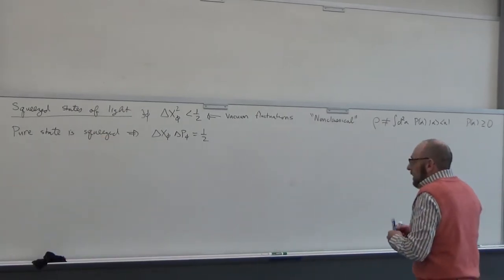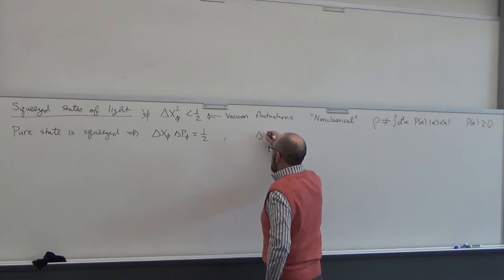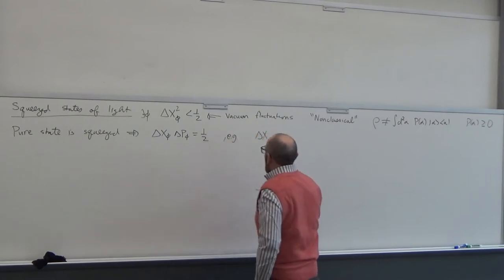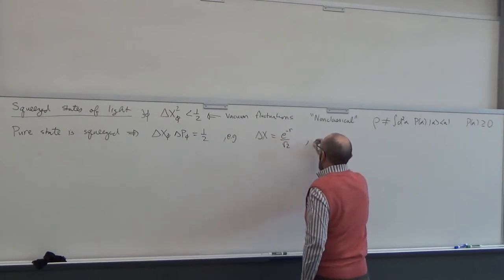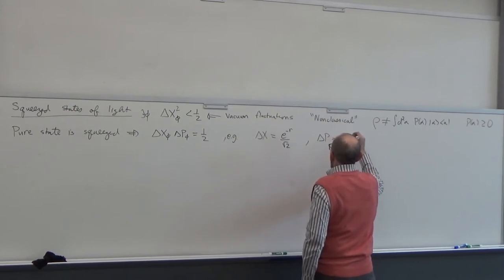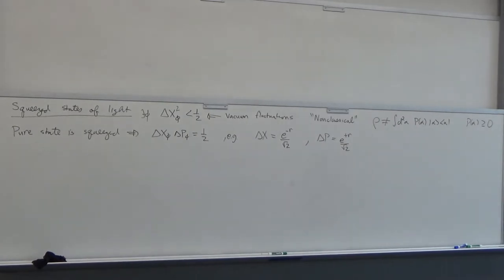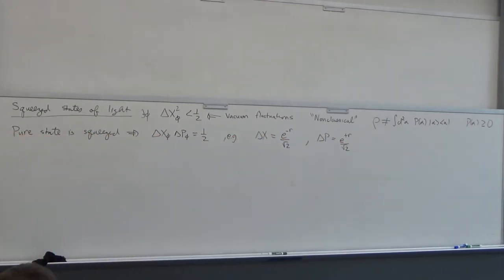So let's, for example, an example of that would be a state I might write. I typically take, say, the X state, for example. Here's a state which is squeezed along the X quadrature and anti-squeezed along the position quadrature. Okay? Now this parameterization, writing the scale factor in terms of the exponential parameter, is a convention because of, as we'll see, a natural way that we obtain squeezed states.